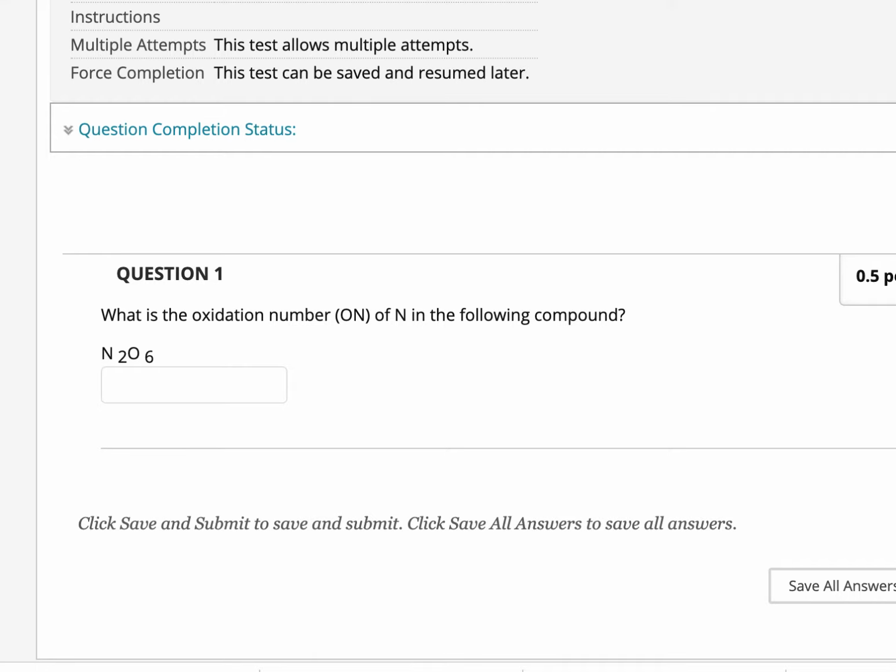The question asks, what is the oxidation number, or O.N., of nitrogen in the following compounds? N2O6.